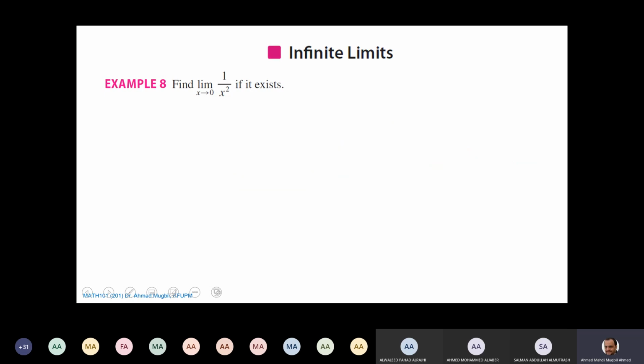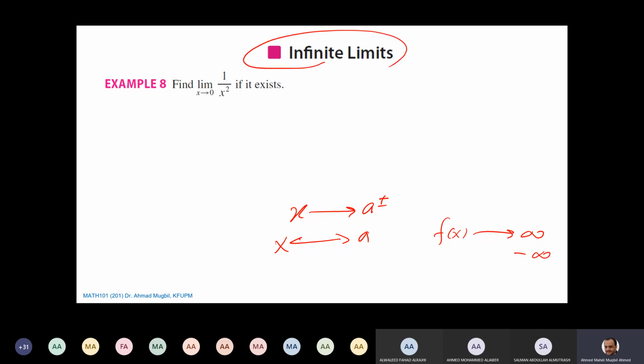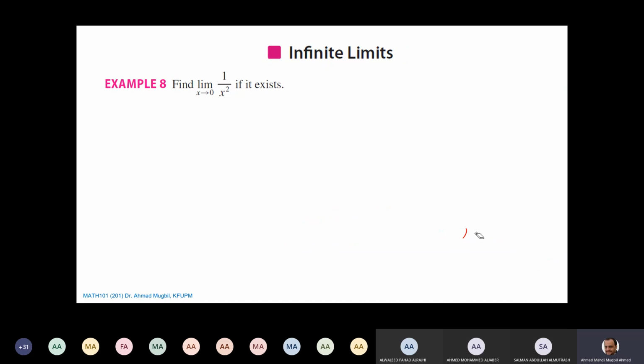Now, the third part of this section is the infinite limits. What do we mean by infinite limits? When x approaches a number from the right or from the left or in general, the value of the function will go to infinity. It will be infinity or negative infinity. This is the meaning of infinite limits, when the limit is infinity.